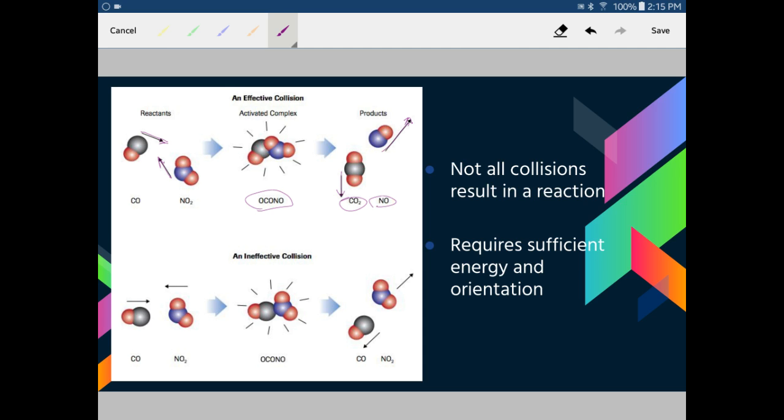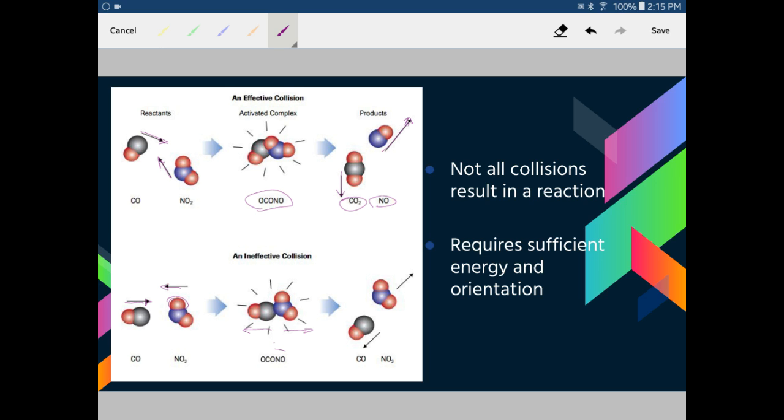What happens is these products then bounce off, and we have an appropriate effective collision producing carbon dioxide and nitrogen monoxide. Now if we think of an ineffective collision, both of these would be happening simultaneously in a reaction, but if we look at an ineffective collision, again, we do not have the right orientation to line up to have an oxygen transferred. Because of that, these two entities simply bounce off of each other in an elastic collision. They bounce off in opposite directions, and we still get carbon monoxide and nitrogen dioxide as our products.